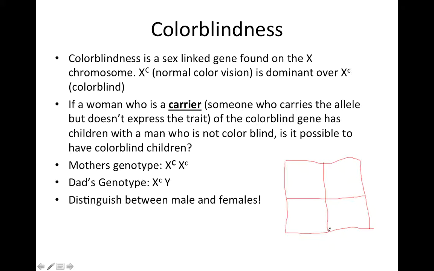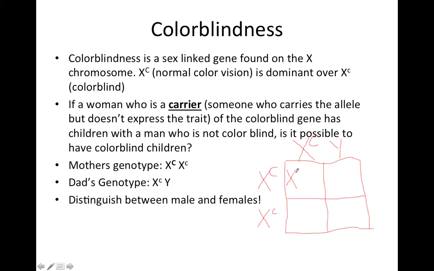We're going to split our genotypes into gametes. For the mother, we're going to put her on the side. We're going to have an X and a capital C, and then also an X and a lowercase c. Remember that lowercase c is for color blindness. For the male, we're going to have an X and a capital C because he is not colorblind, and a Y. Okay, so let's look at the children they have.